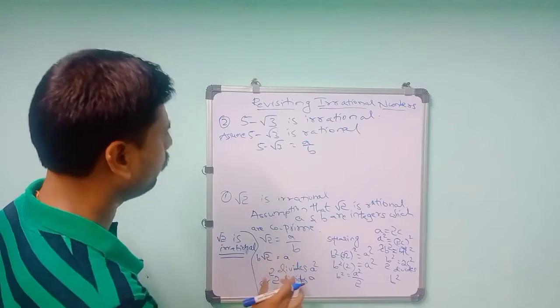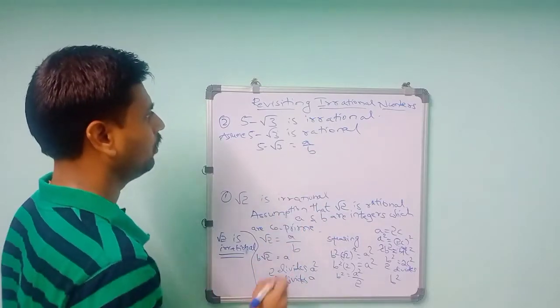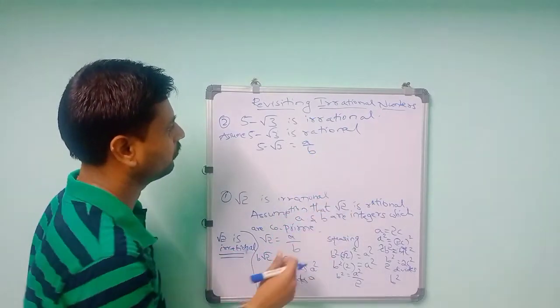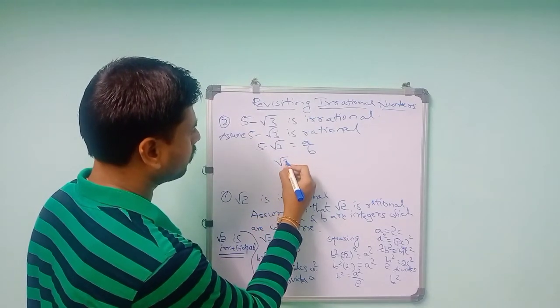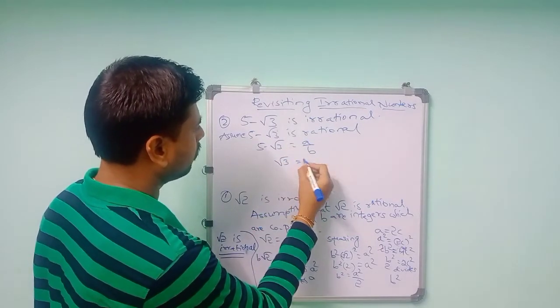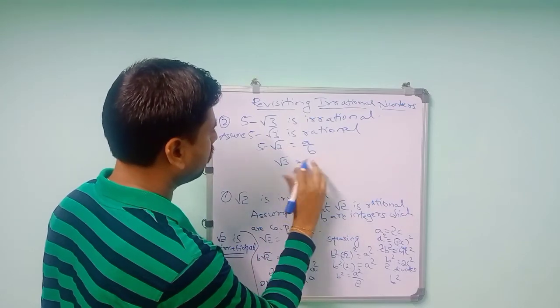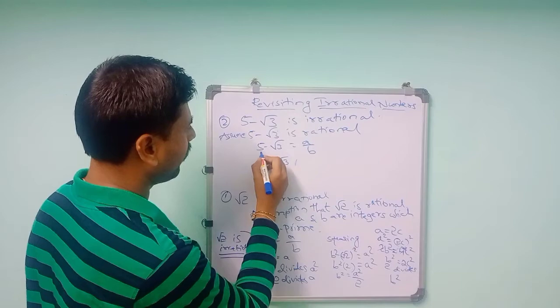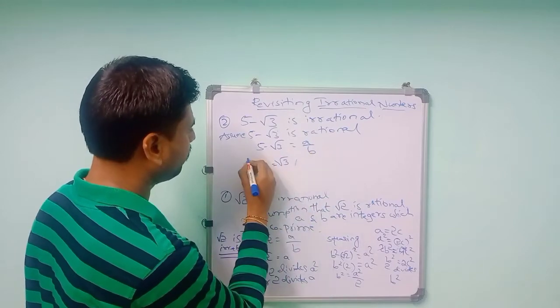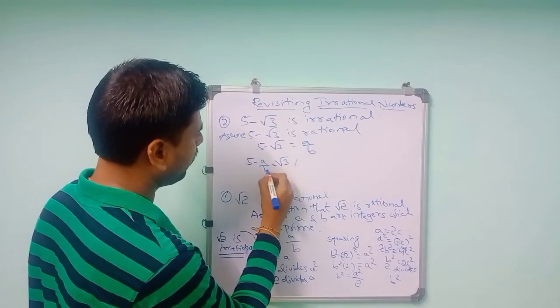How did you take a by b? That time, a and b are positive integers. So 5 minus root 3 equals a by b. Root 3 keep here only, and send this one to the other side. So 5 minus a by b is equal to root 3.